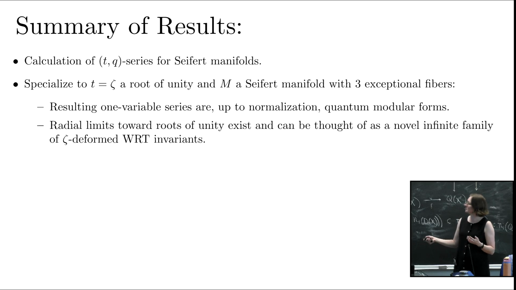So just as a summary of our results, we're going to calculate the TQ series for Seifert manifolds, and then we're going to specialize T to be some root of unity zeta, and we're going to focus on the case of 3 exceptional fibers. We're going to show that the resulting 1-variable series are, up to normalization, quantum modular forms, and that radial limits toward roots of unity exist and can be thought of as a novel infinite family of zeta-deformed Witten-Reshetikhin-Turaev invariants.